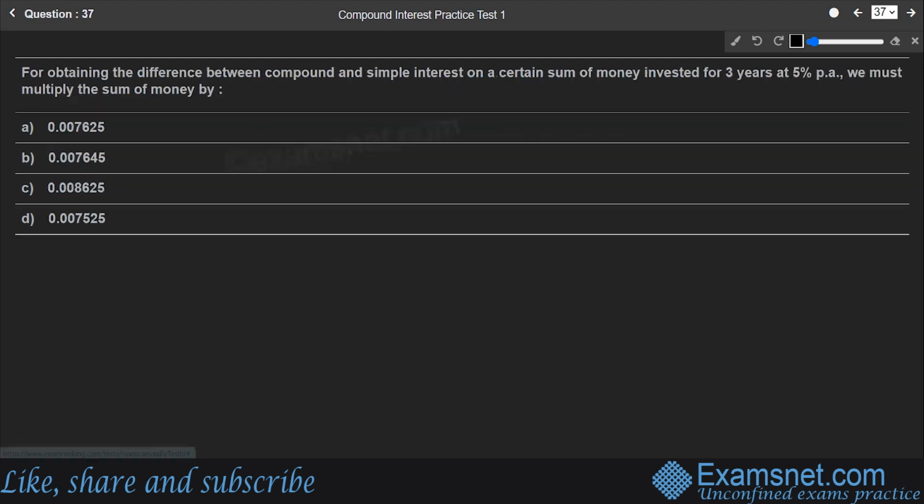Okay. Now, they say for obtaining the difference between compound and simple interest on a certain sum of money invested for 3 years at 5% per annum, we must multiply the sum of money by. Okay, so he is actually wanting to calculate the difference between compound interest and simple interest. So we have the formula for both. So what we can do is we can find out the difference by using their formulas.